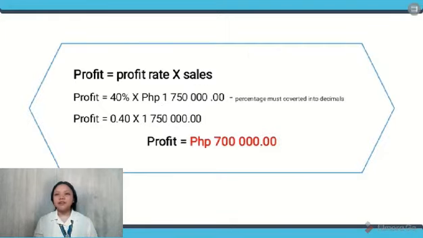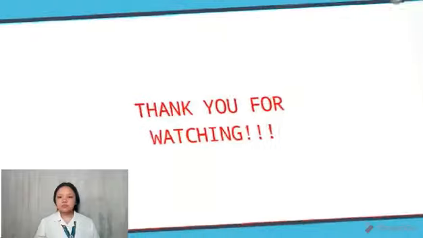To calculate their profit, let us just multiply the profit rate to sales, which is 40% times 1,750,000 pesos. Take note that percentage must be converted into decimals, where 40% is equal to 0.40 times 1,750,000, which is the sales, and the profit they got last year is 700,000 pesos.